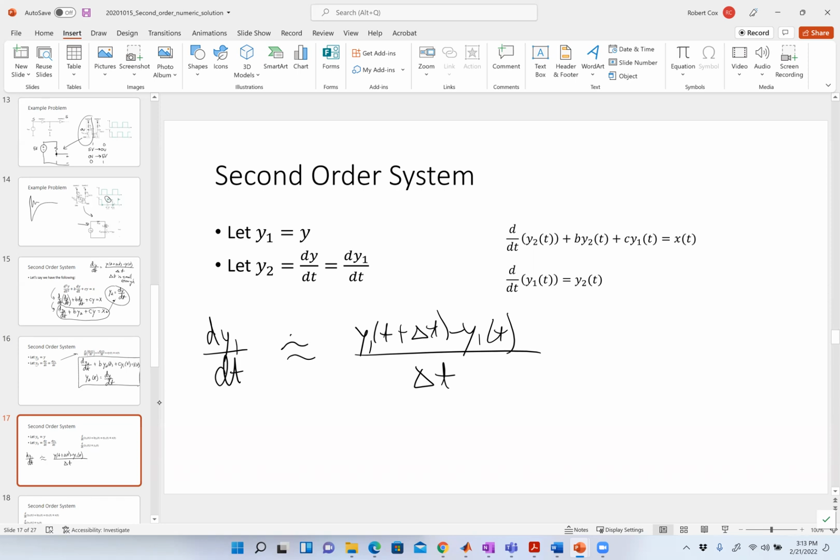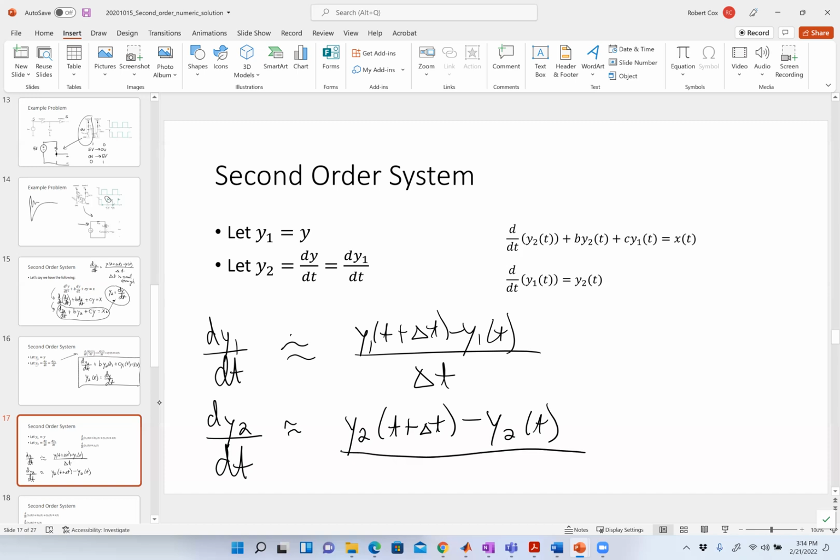Now, what else can I do? So that's one part of this whole thing, right? What else can I do? Well, I know that what's different about y2? Anything? No, there's no difference there, right? So basically y2 could be defined the same way, right? I can say it's y2 of t plus delta t minus y2 of t all over delta t. All right.